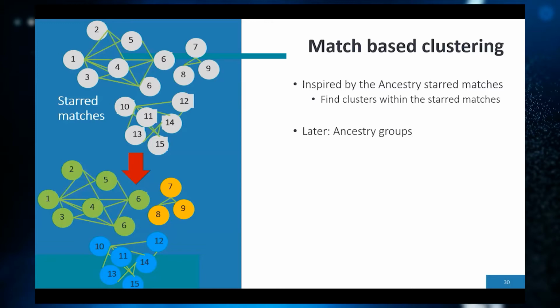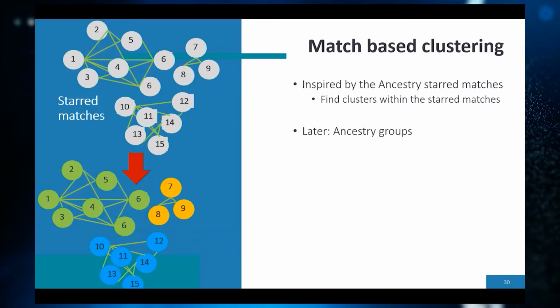Anyways, back in the days when it was still possible, we were doing very cool things with the data provided by Ancestry, like the starred matches. We were able to find clusters in those, because if you star enough members, you are able to find some structures. Later on, they introduced the Ancestry groups, so you could put matches into a group and focus the analysis only on a certain group, which was also very nice.